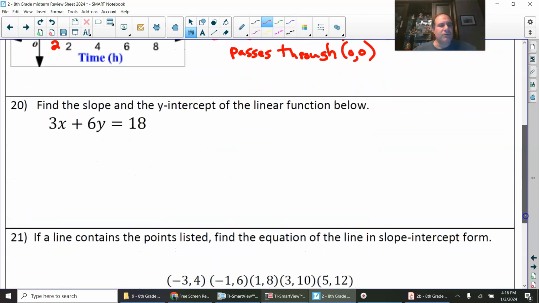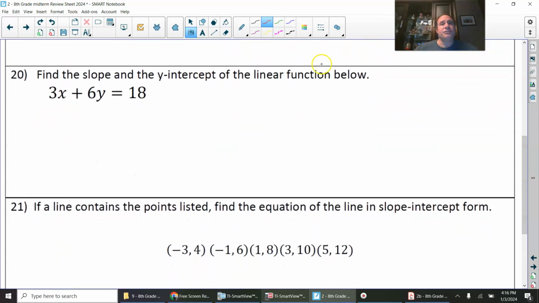Okay, so more difficult, number 20, you find the slope and the y-intercept of the linear function below. It has to be in this format. If it is not in that format, that means you cannot solve for anything, right? It says find the slope. So you have to solve for y.